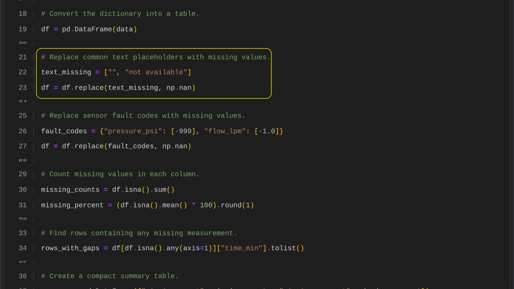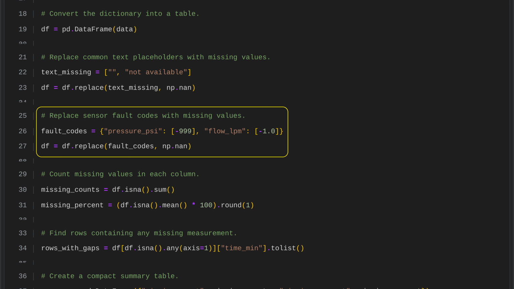To handle missing data, first identify text entries that represent missing values, such as blank fields or not available. Then use the data frame replace method to convert those placeholders into NumPy missing value markers. This makes the dataset's missing data consistent and easier to clean and analyze.